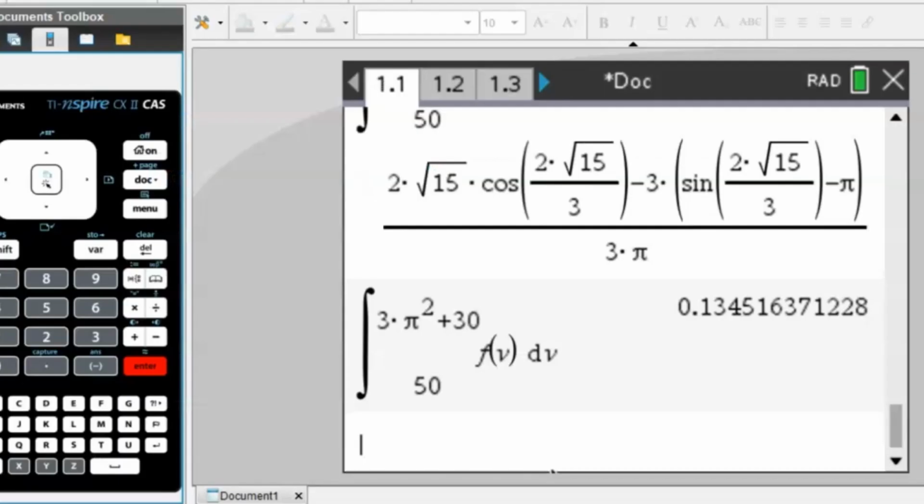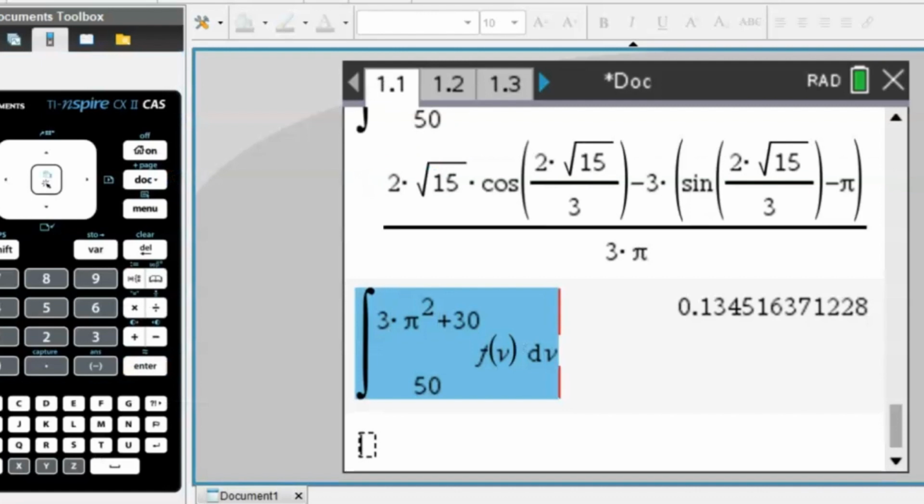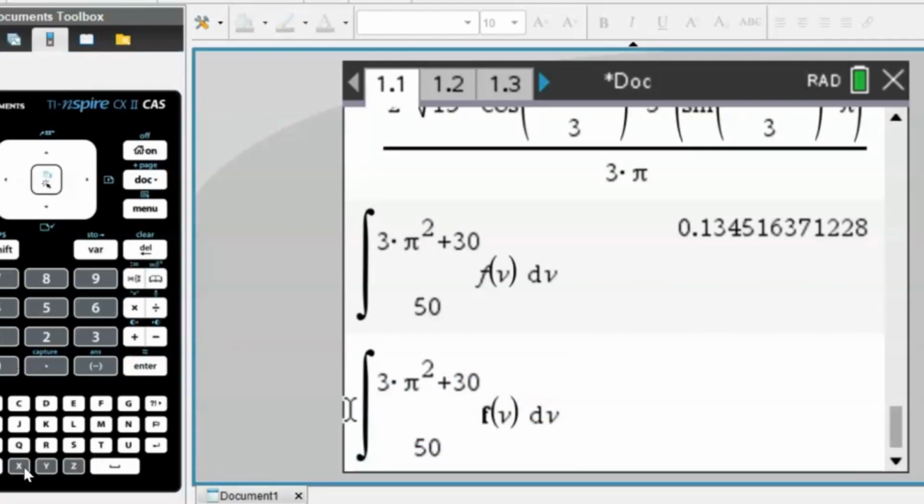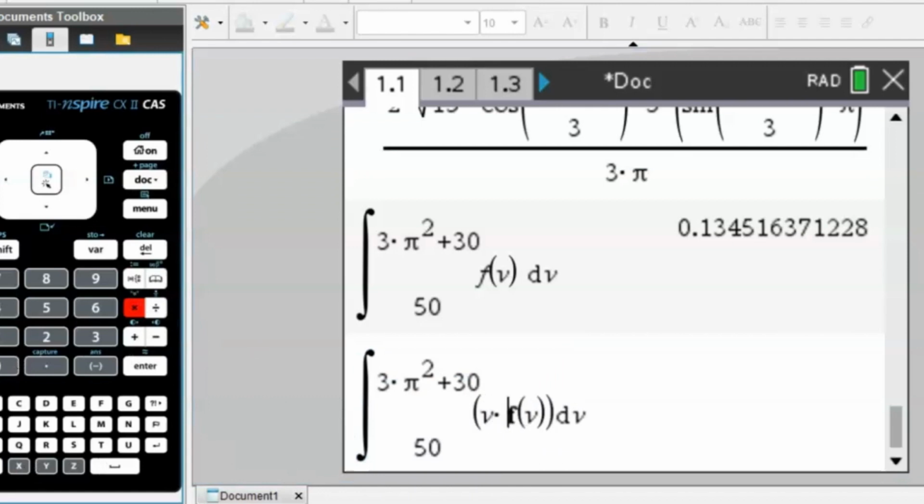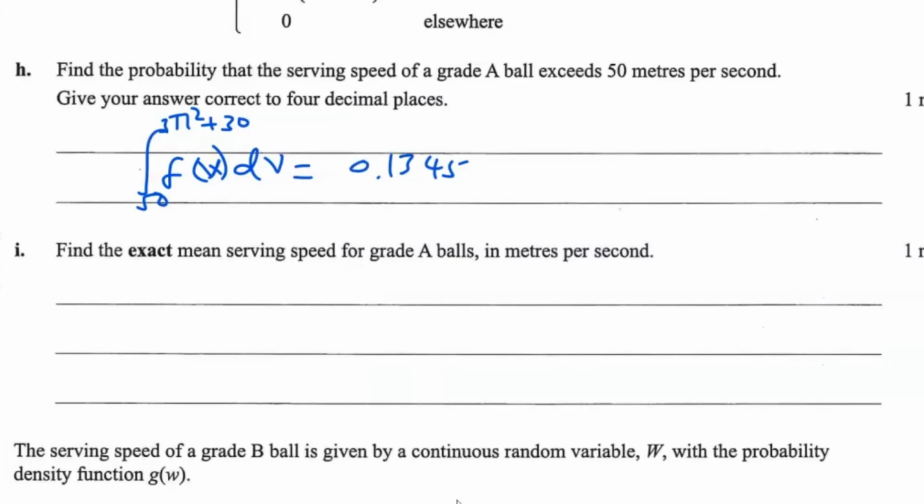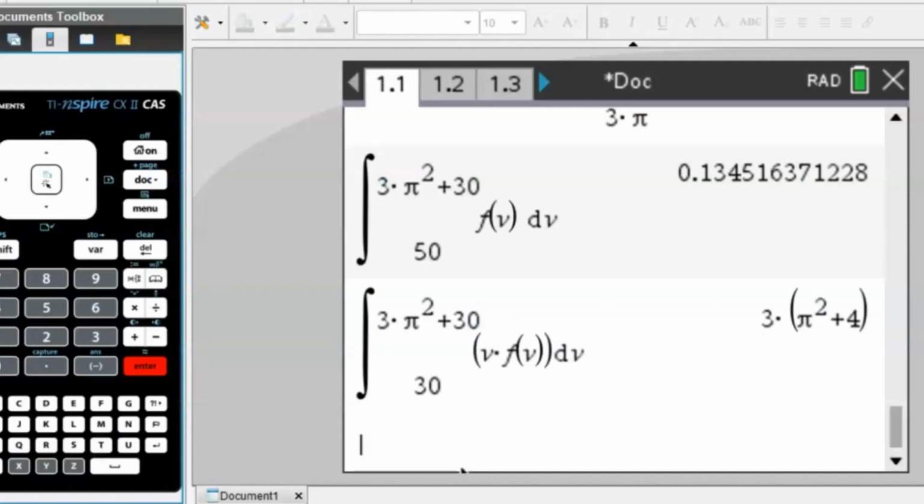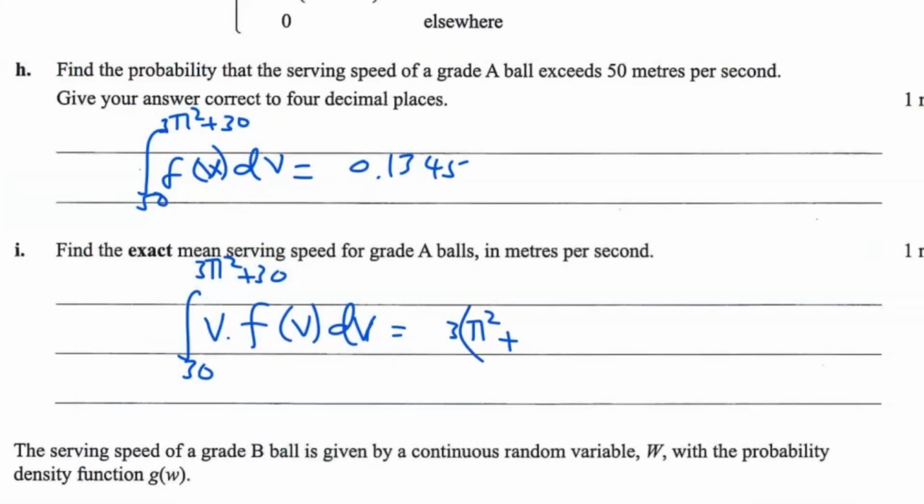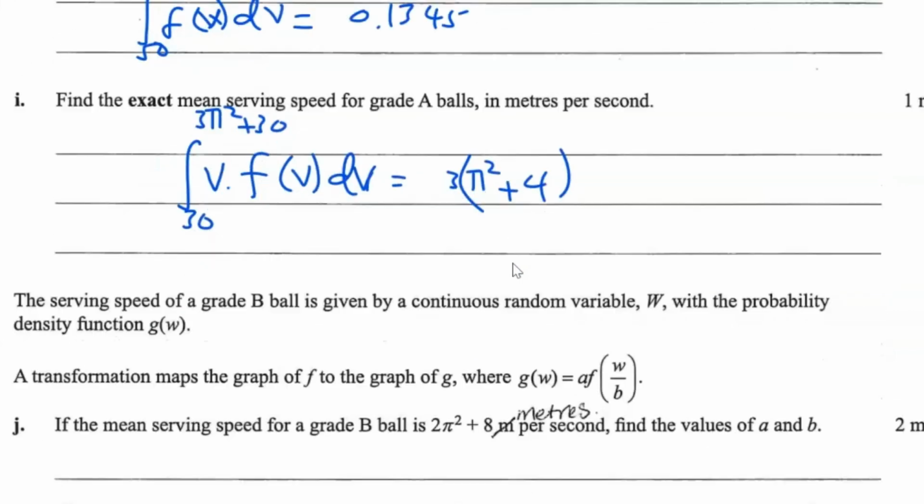All right, now find the expected mean. Where the mean is, we're going to multiply by v. So this whole thing times v. We're going to make this one here 30. So that's going to be 3 pi, where the mean is going to be 3 pi squared, what was it? Plus 4.